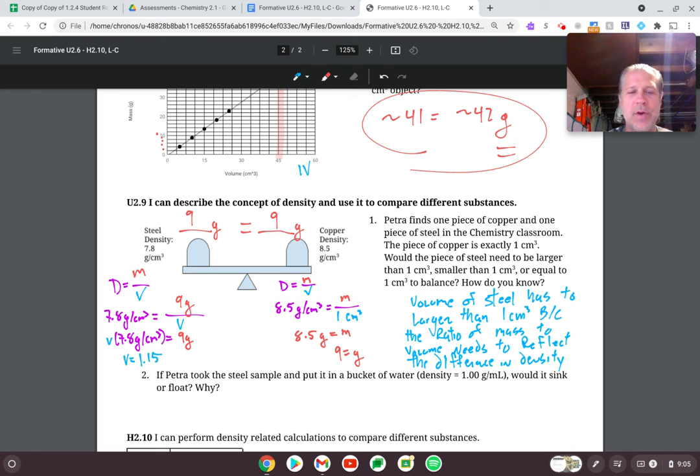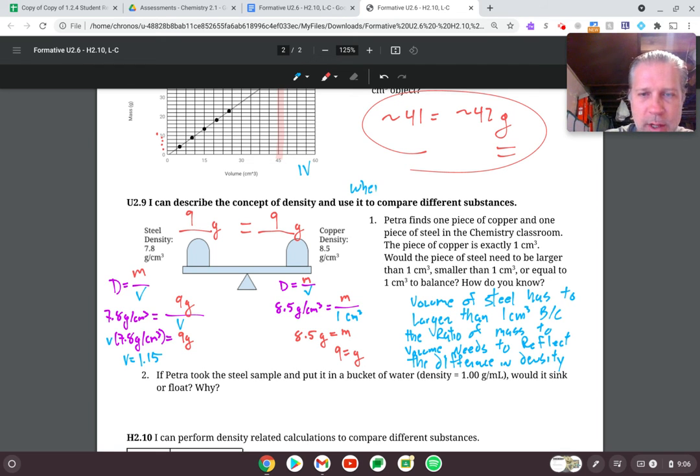And what I'm really trying to get at here is that when an object has a smaller density, it's going to need more volume to get that same mass. And when an object has a bigger density, it's going to need less volume to get that same mass. So I guess I'll try to write that also.